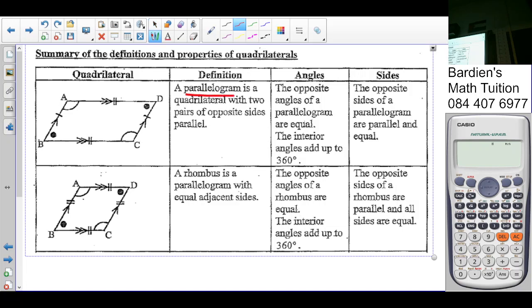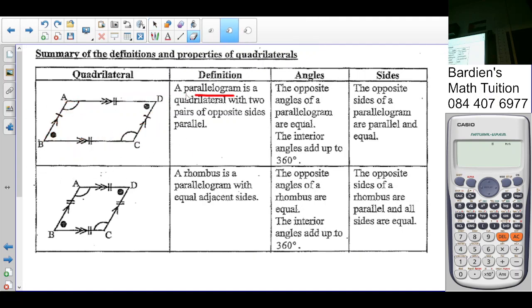A parallelogram is a quadrilateral with two pairs of opposite sides that are parallel. The opposite angles of a parallelogram are equal. So angle A is equal to angle C, as well as angle B is equal to angle D. And the interior angles, all these angles inside a quadrilateral, always add up to 360 degrees. The opposite sides of a parallelogram are parallel and they are equal. Can you see that, people? Right. Write that down.